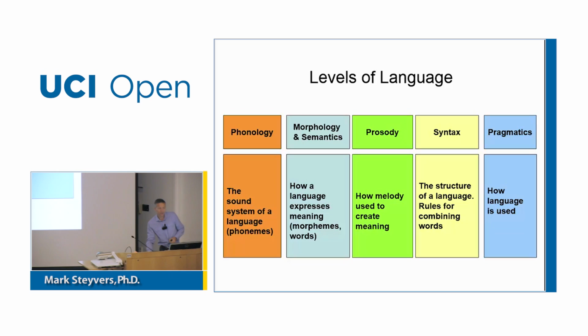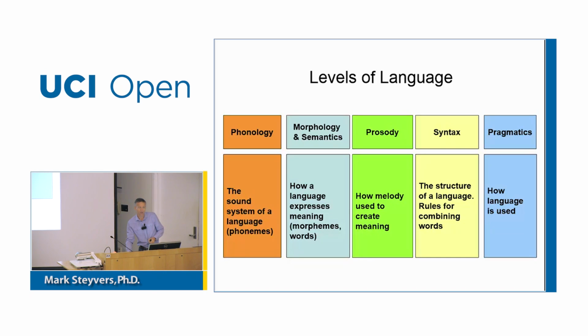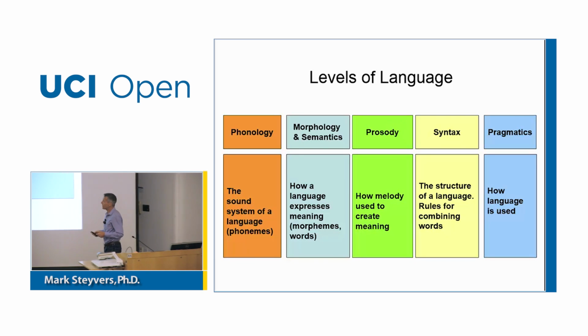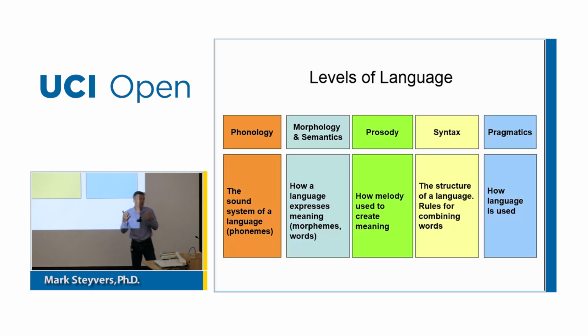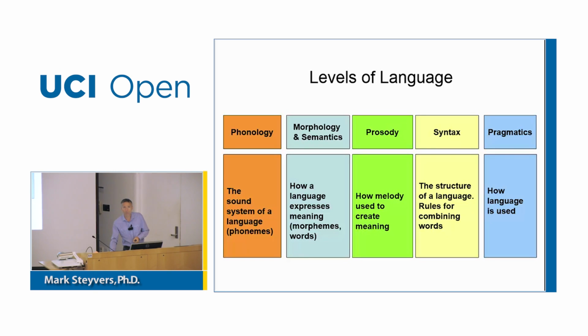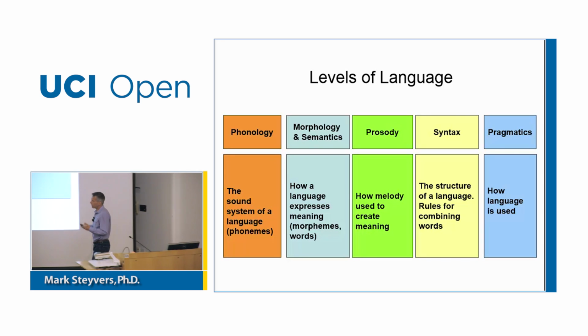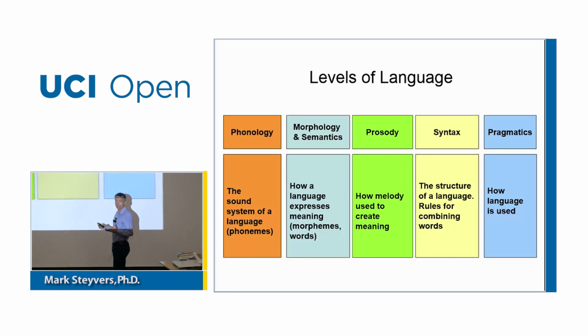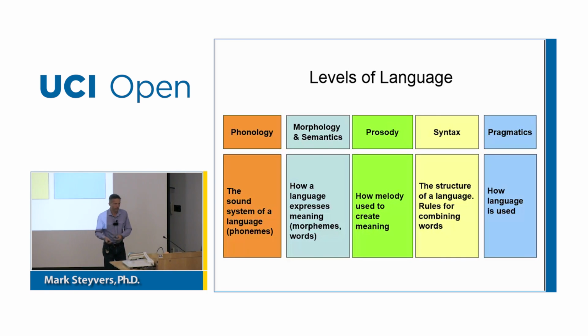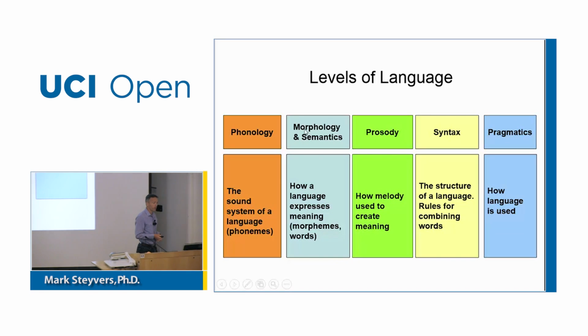Another level is morphology and semantics. How do we attribute meaning to small elements of language, like morphemes or words, and how do we put meaning together when we form sentences? Prosody is very important. It's not just a choice of words that convey meaning, it's all the other nonverbal stuff, your gestures, and how you say something that is very important to create meaning.